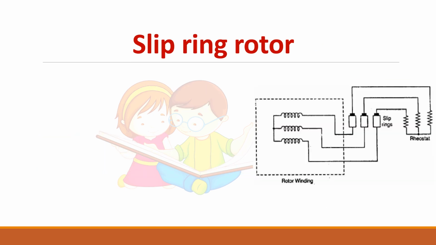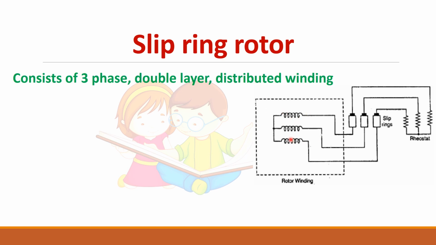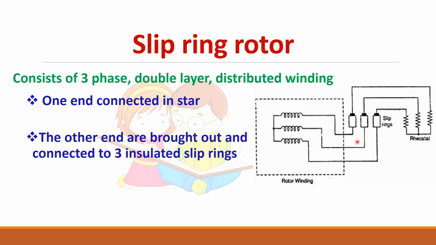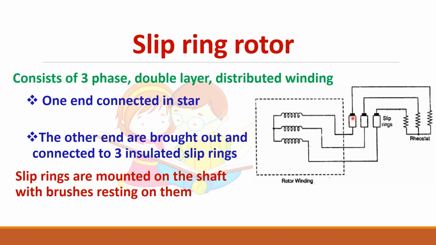Next we will see about slip ring rotor, which consists of three-phase winding, and one end of the winding is connected in star connection, the other end is brought out and connected to three slip rings. Over the slip rings we have brushes to connect to the external rheostat. So here you can change the resistance value or you can add some external resistance.